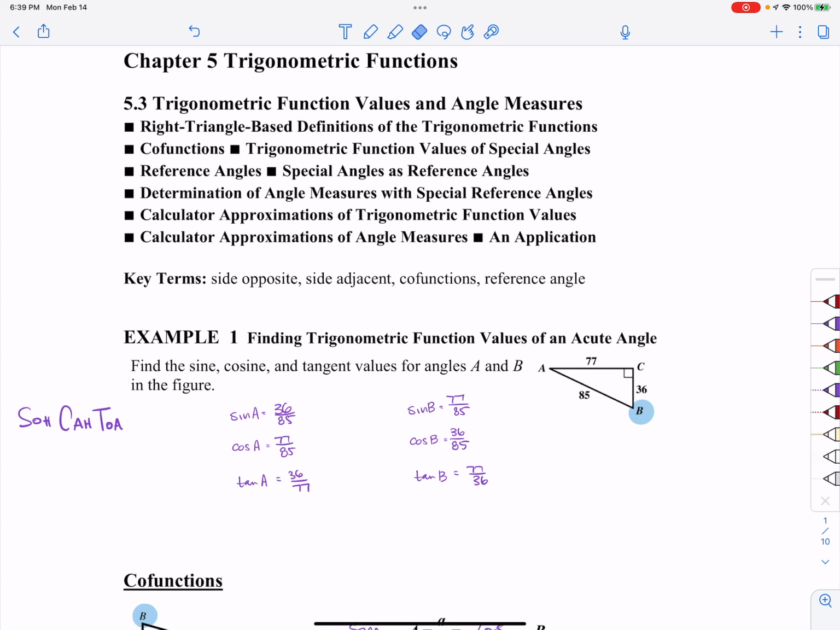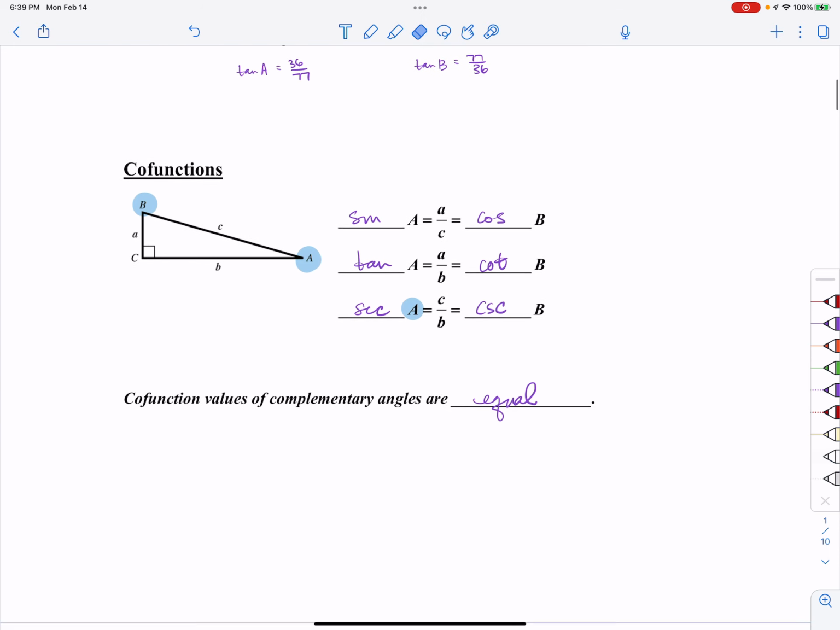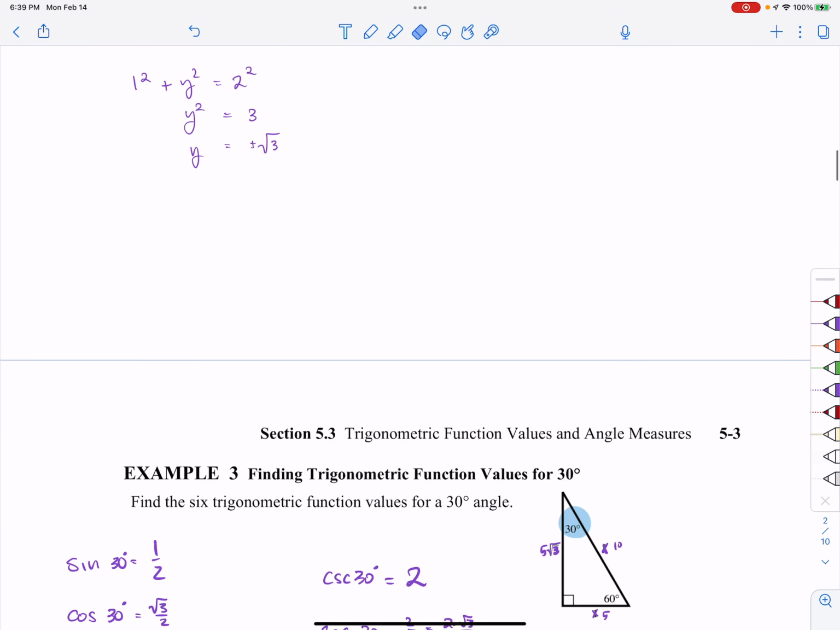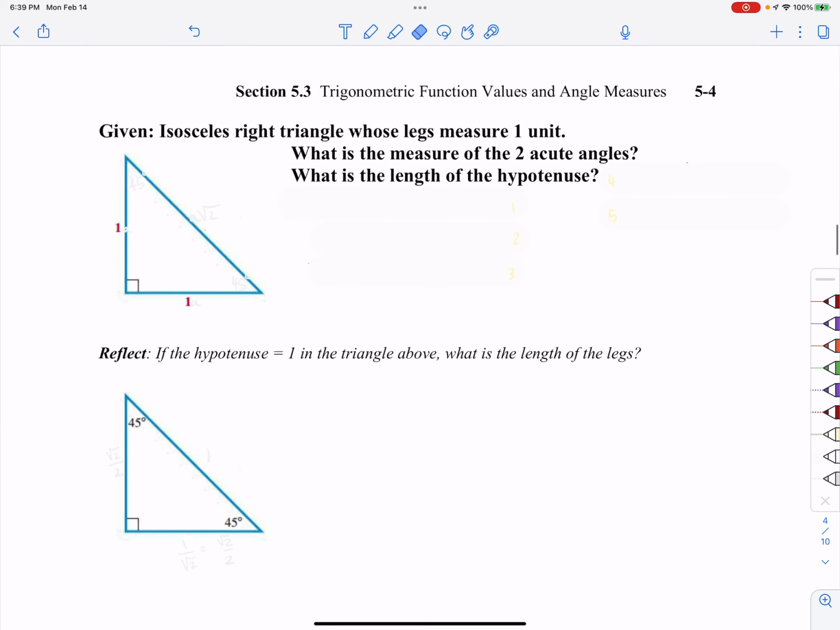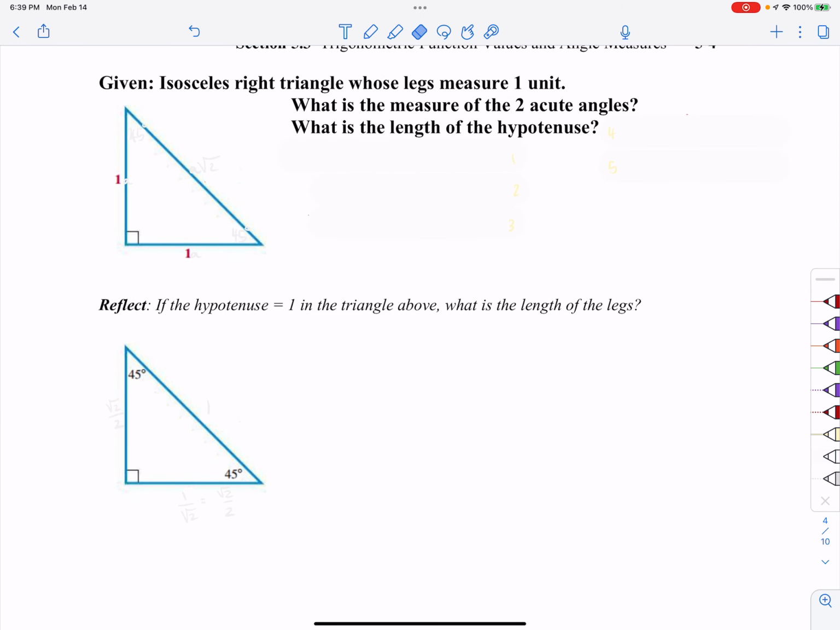All right, so this is going to be the third video that you have in section 5.3. We're still dealing with special triangles. So if you can go down to where we're going to talk about an isosceles right triangle.